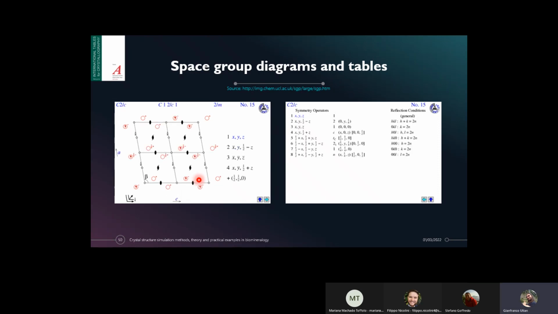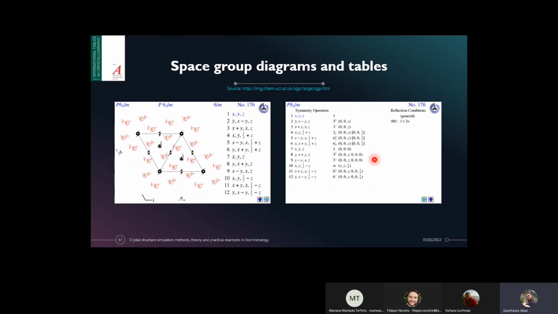We can go up to a monoclinic system. You can see that you have a lot more symmetry elements and symmetry operations here listed, 8 symmetry operations. And then the last one here, a hexagonal system, a hexagonal space group, P63/m, with all the symmetry elements and the symmetry operations that are 12. Okay, all of these are collected here in the International Tables of Crystallography. This is volume A. There are several volumes. If you're interested, you can have a look.